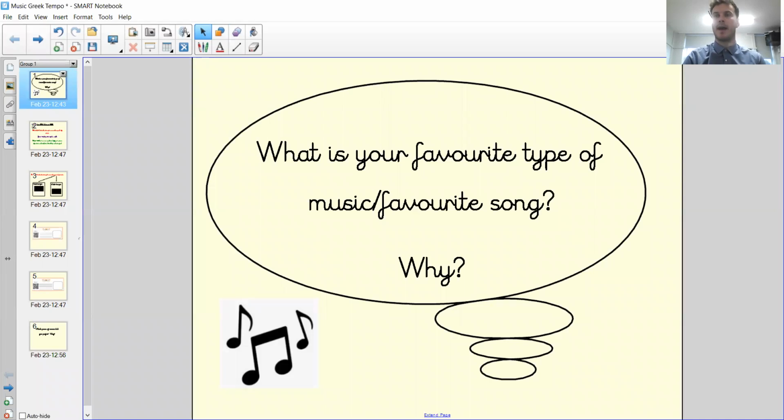Right, for our lesson today, we are going to focus on music, okay? So as a bit of a prompter question to get us started and get us thinking about different types of music, I would like you to think about what is your favorite type of music? Is it pop music? Is it rock music? Is it classical music? Or what is your favorite song? And I want you to think, why? Why do I like this certain type of music?